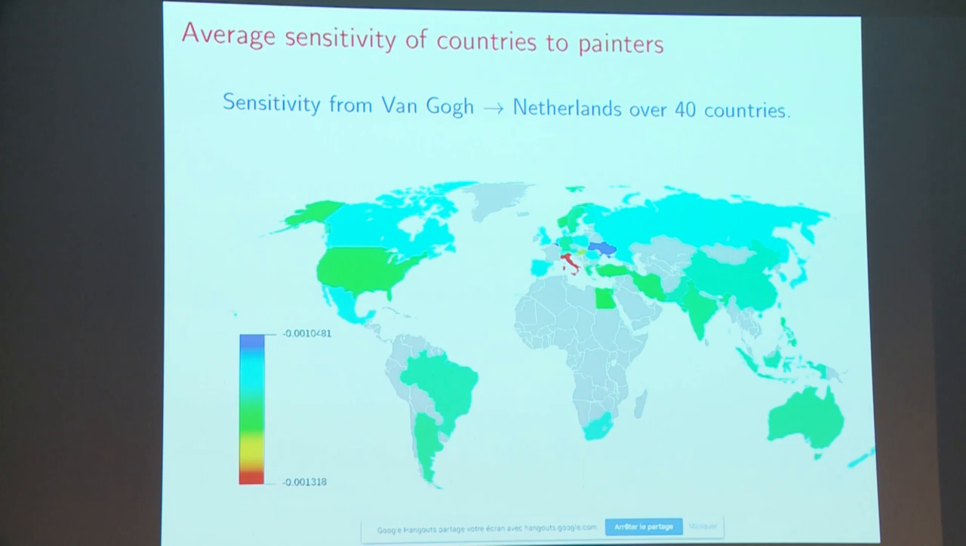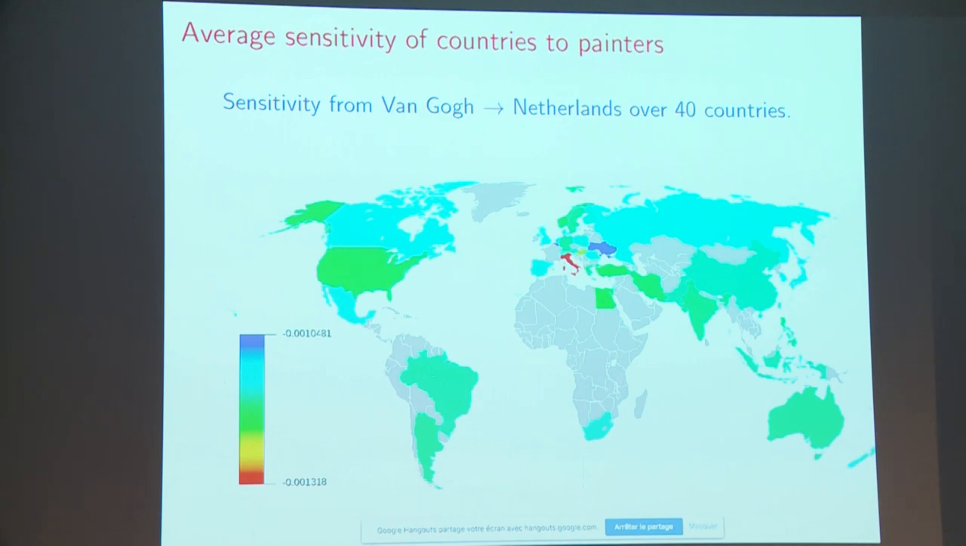Okay, and this is when you increase the sensitivity. Sorry, there's a little typo here. It's the sensitivity from Van Gogh going to France. I don't think this is the right picture. I'm sorry. This is not the right picture. This is, I think, the sensitivity. The caption is wrong. This is Da Vinci to France.